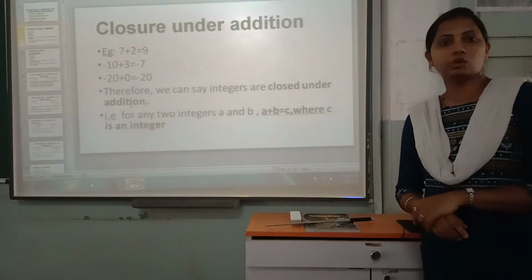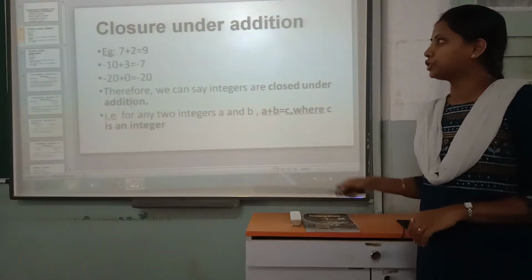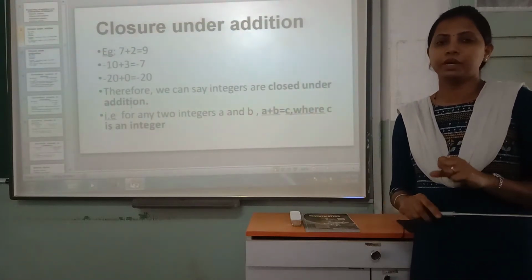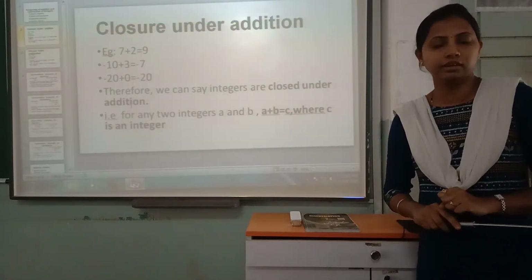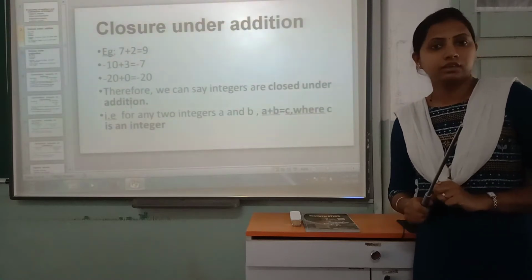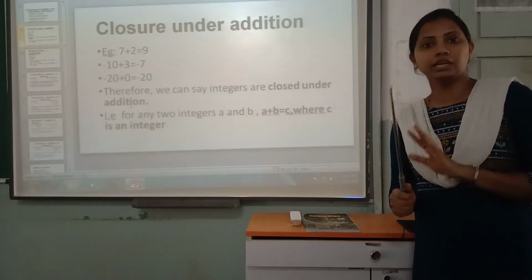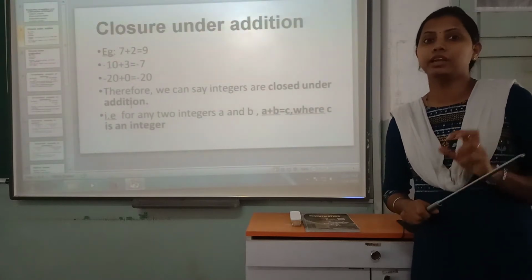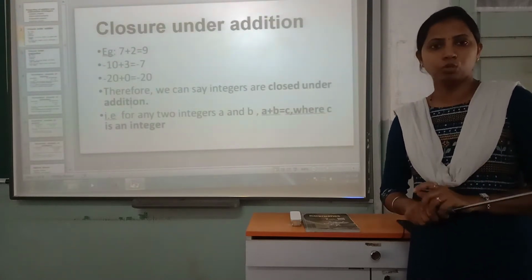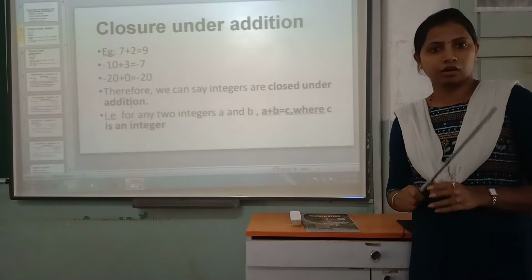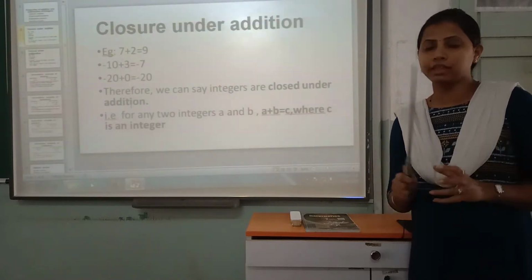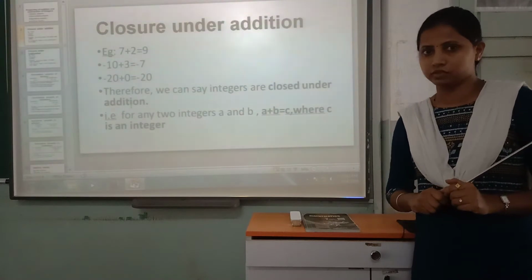So first one is closure property under addition. What is closure under addition? As we have studied in 6th standard, whenever you add two whole numbers, you again get a whole number as the sum. Same way here, you have to take integers. You know what integers are? The negative numbers, 0 and the positive numbers, together they are termed as integers, right?